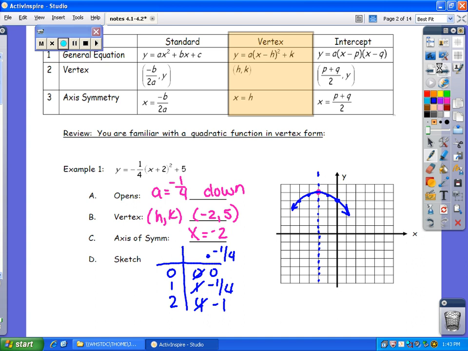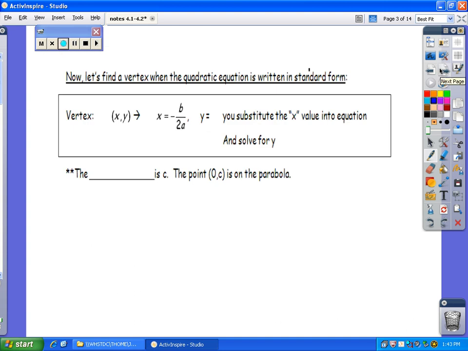Now let's look at a new form. This is standard form. So in standard form, the vertex, you need to memorize this formula, can be found by the opposite of B over 2A. Now in standard form, we're thinking about this, where A, B, and C are real numbers. Now to find the y value, once we found the x value, we're just going to substitute it back in for x and find our corresponding y value.